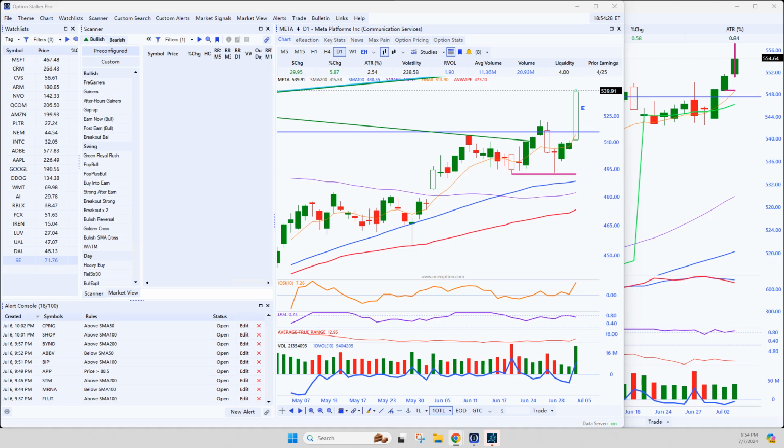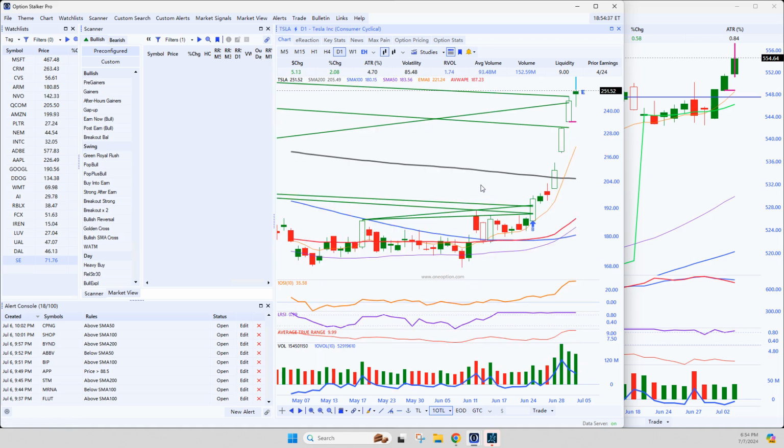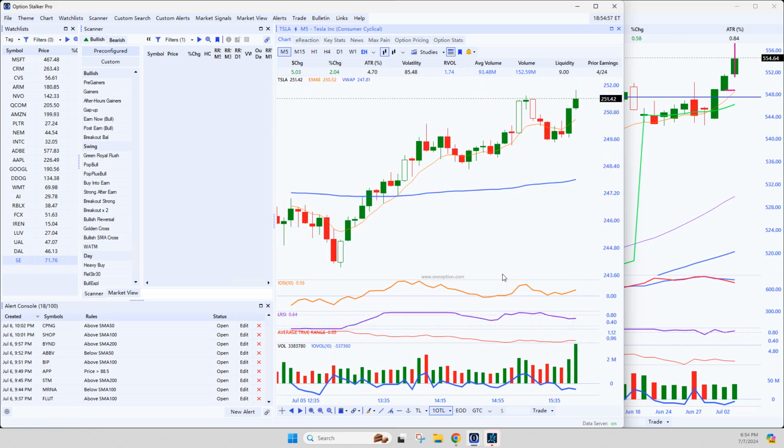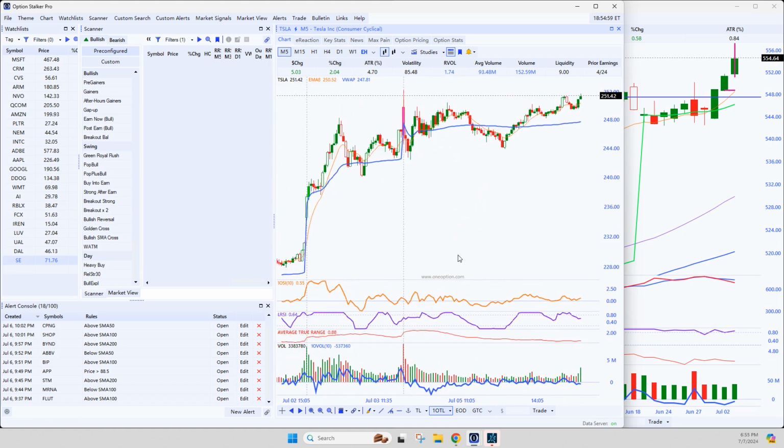Okay, next one, Tesla. So Tesla was a day trade on July 3rd. So this candle right here. I entered at 10:38 a.m. and I exited at 10:42 a.m. So I would say this is more of a scalp, which I probably shouldn't have done.